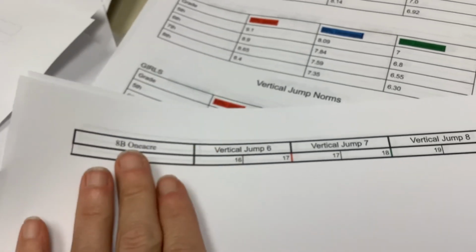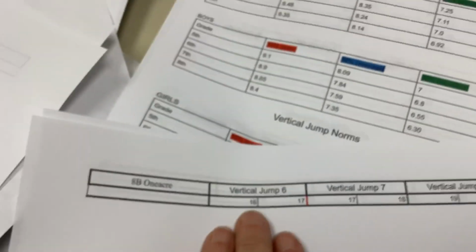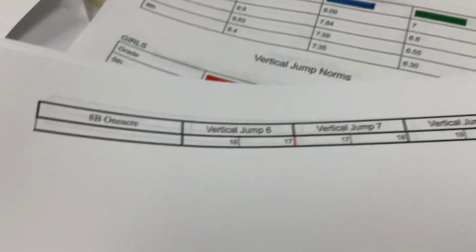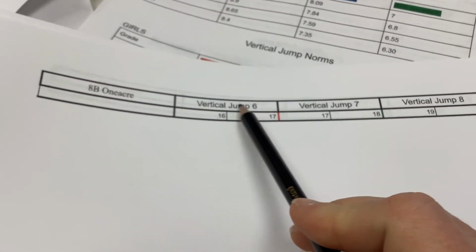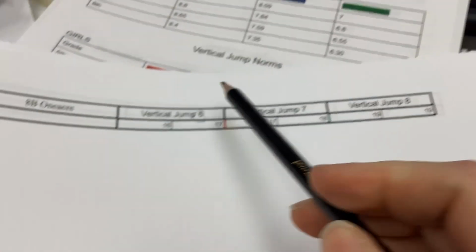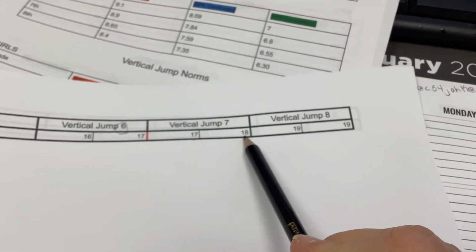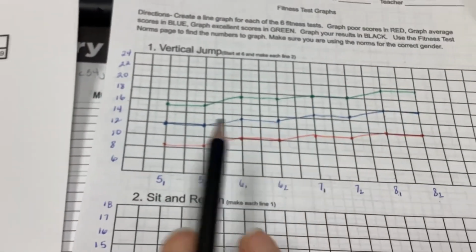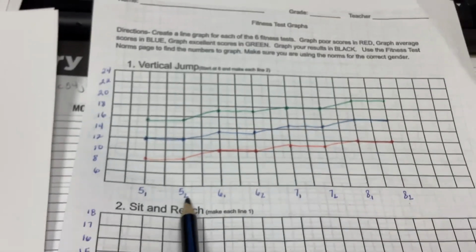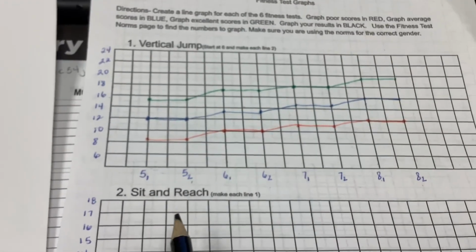Okay, so this is an 8th grader's score, so they don't have their 5th grade. So we're just starting in 6th grade. So 6th grade 1, the first score that you see in the box. This would be 6th grade 2, because you have vertical jump for 6th grade. 7th grade 1, 7th grade 2. 8th grade 1, 8th grade 2. Okay, so that is what we're going to put on this graph. So we don't have any 5th grade scores for my current 8th grader, so you won't graph anything there, right? So we're going to start with 6th grade 1.